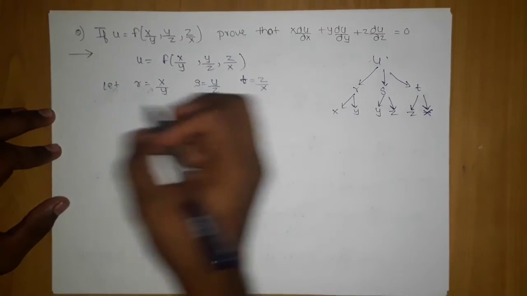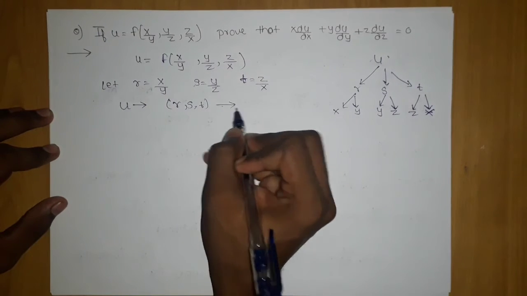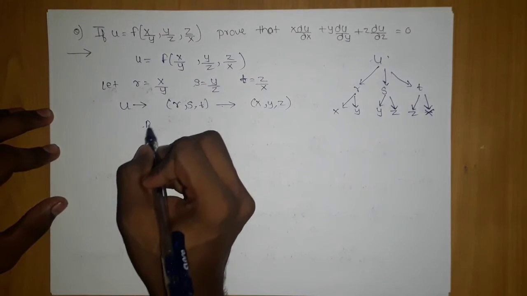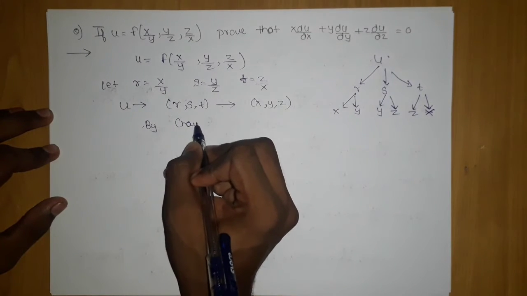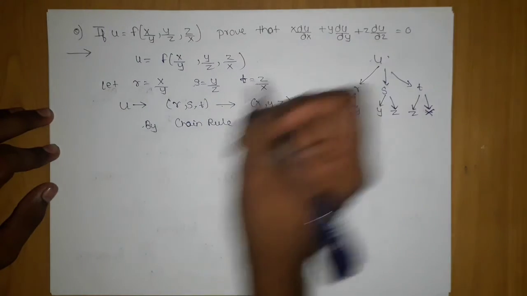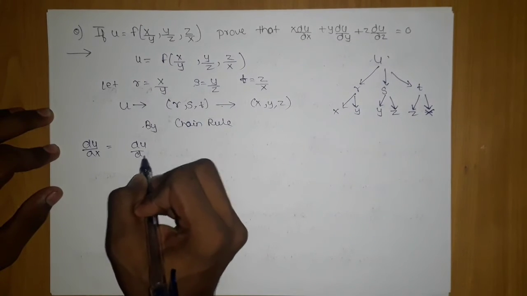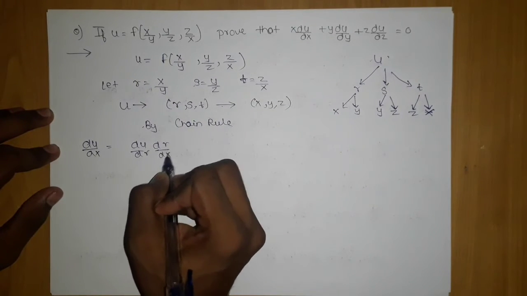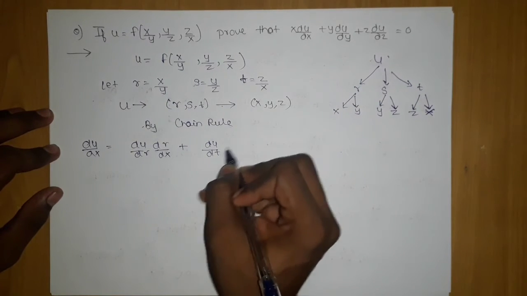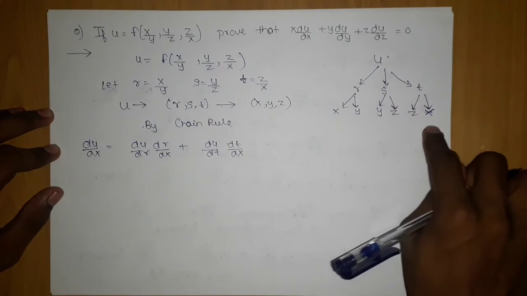You have to represent this chart, which will be u as a function of r, s, t, and these are functions of x, y, z respectively. Now you have to mention by chain rule. By chain rule, what you are going to get is ∂u/∂x, which will be nothing but ∂u/∂r into ∂r/∂x. I am not going to write the terms which are not present, otherwise extra steps will unnecessarily add on. Okay, so here we are getting this thing.